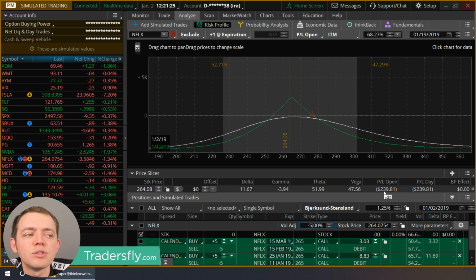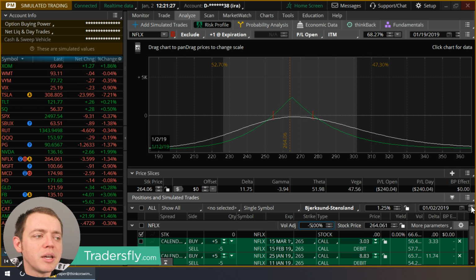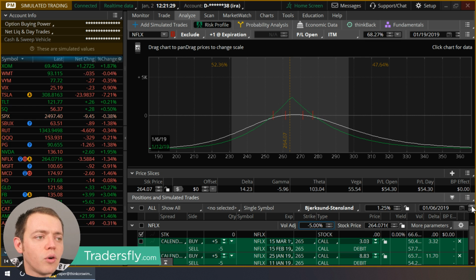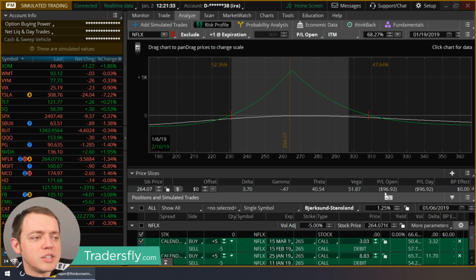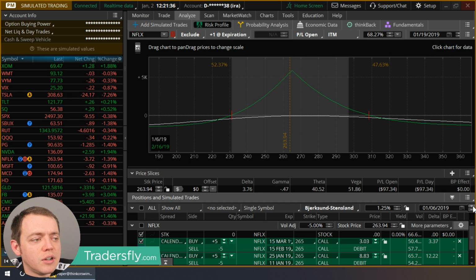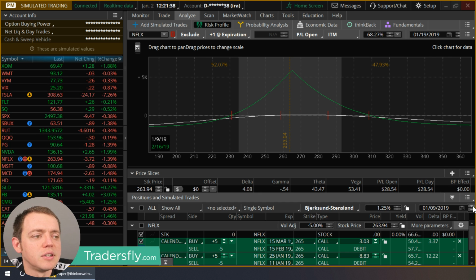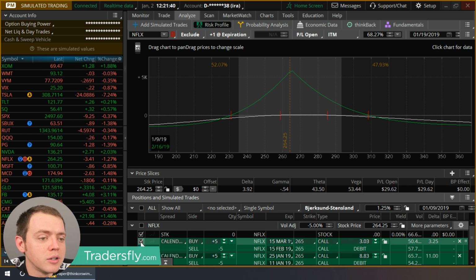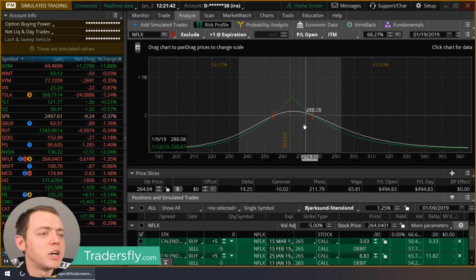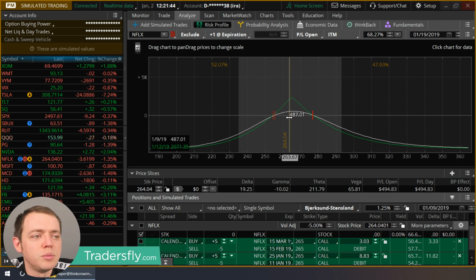Well, I'm down again $240, but how many days does it take to make it up? 1, 2, 3, 4. 4 days. Versus the other one, 4 days you're still down $96. 5, 6, 7, almost twice as long to make up that difference. Whereas here, if you held it, you'd already be up $480 some.